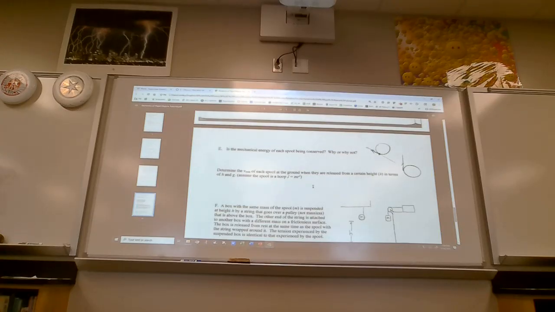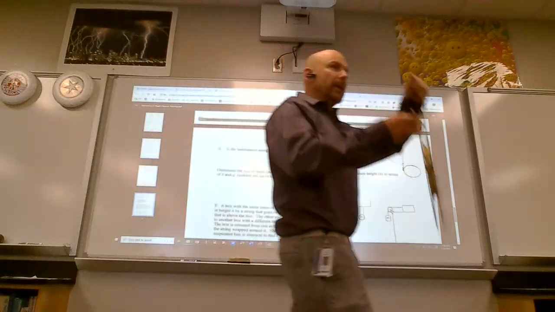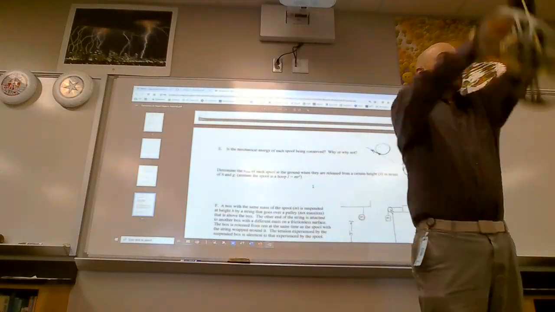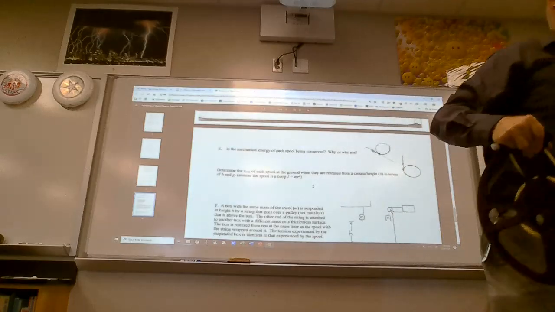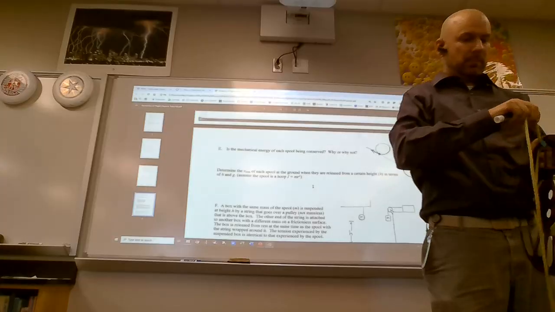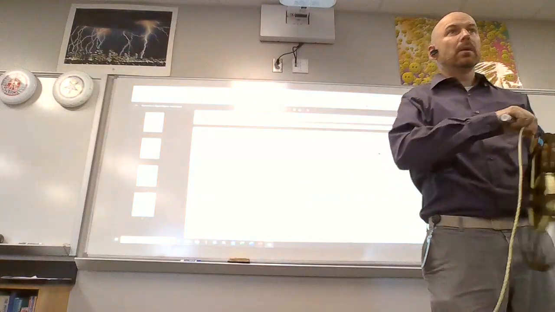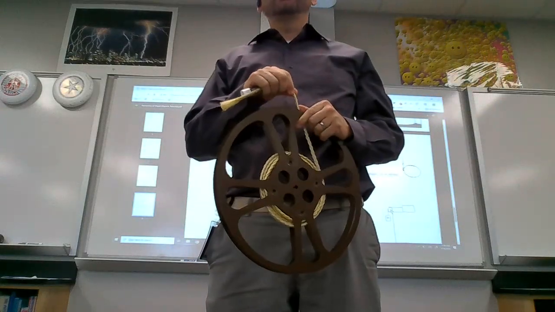For it to not be conserved, the spool has to move. Yeah, if I were lowering it, or if I was doing that, then it would be doing work. Tony. So force is independent of the time of contact, and work is independent.